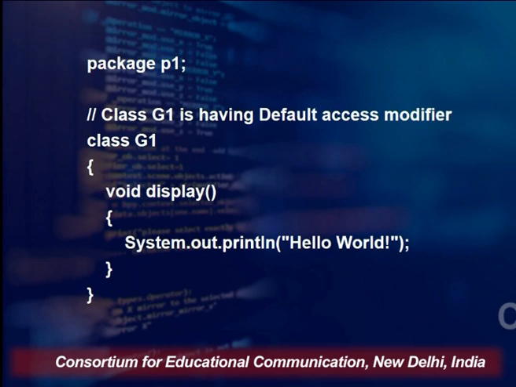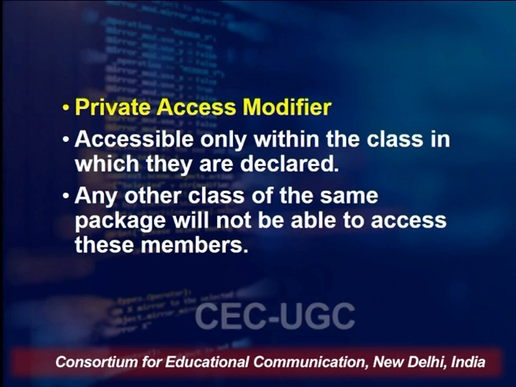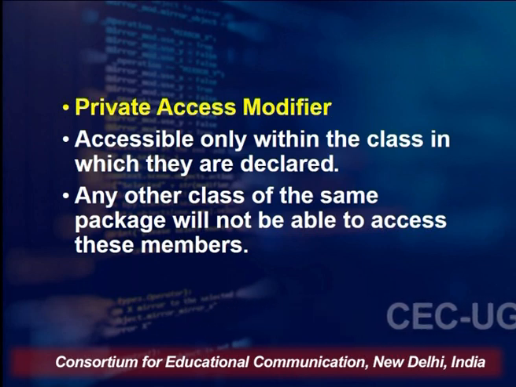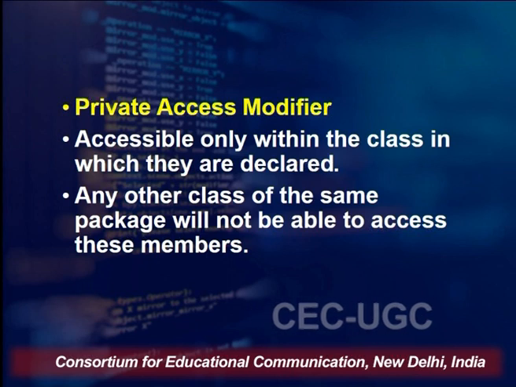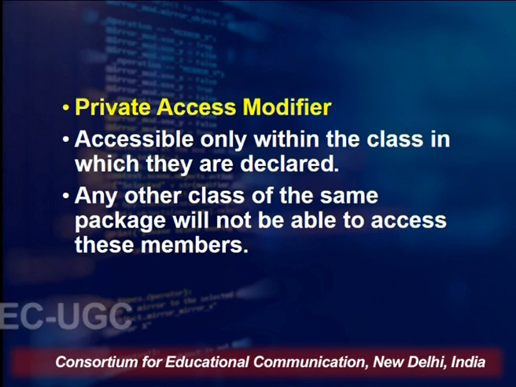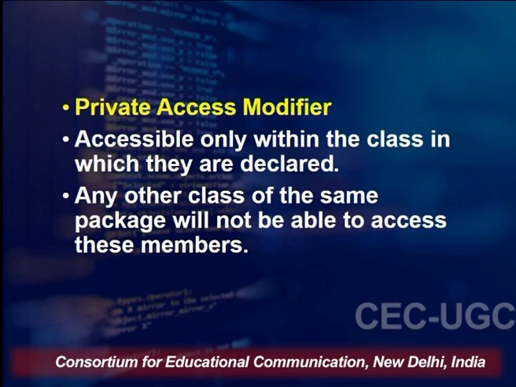So after this default access modifier, let us try to understand what is this private. So private access modifier, the keyword is going to be private. The member which you want to access privately will be prefixed by the keyword private. And whenever an element of a program is private, it could be a class, it could be a method, or it could be any other kind of variable also.